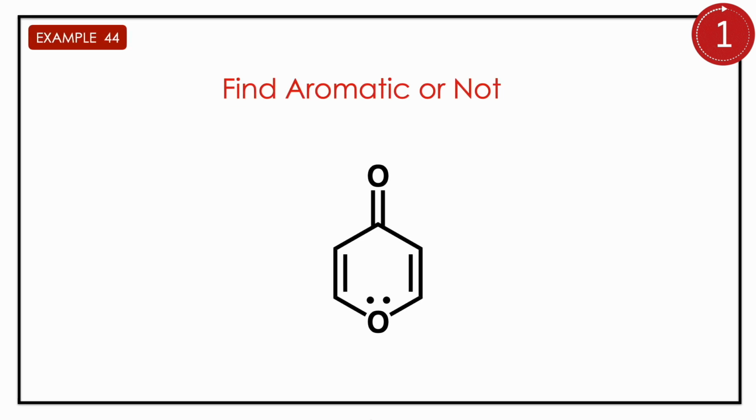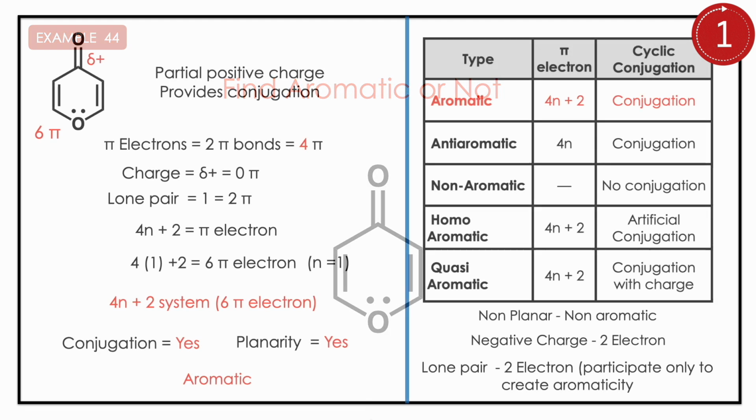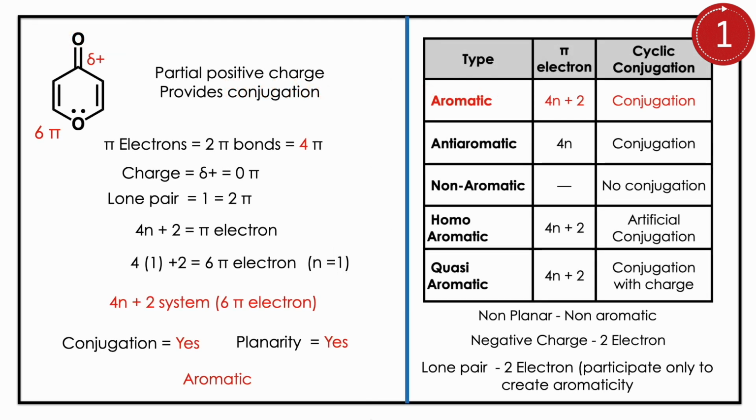Then the next example, you have a heterocyclic system with a ketone, you have an alkene, and you have a lone pair on the oxygen. You should find whether the given compound is aromatic or not. The given compound has 6 pi electrons: 2 from the pi bond, and the oxygen has a lone pair.